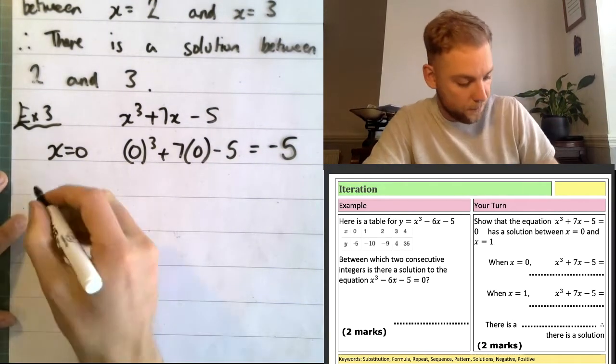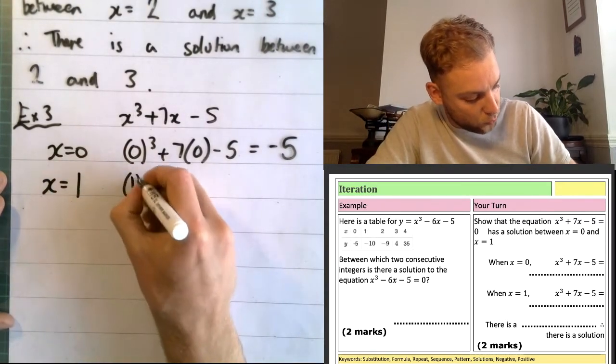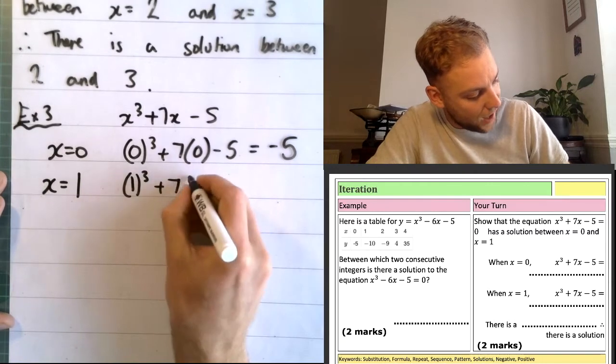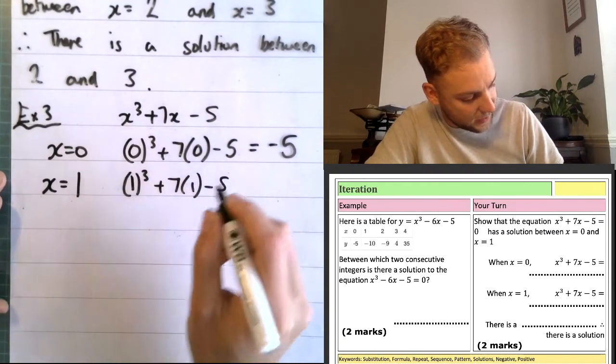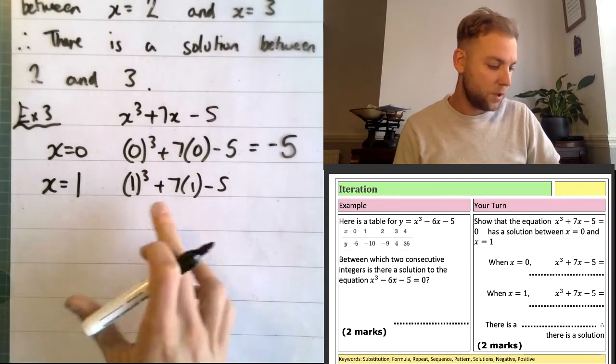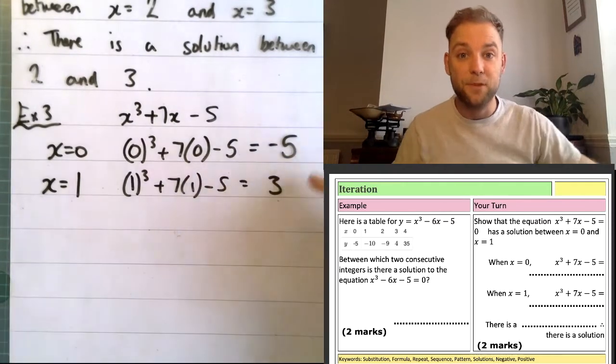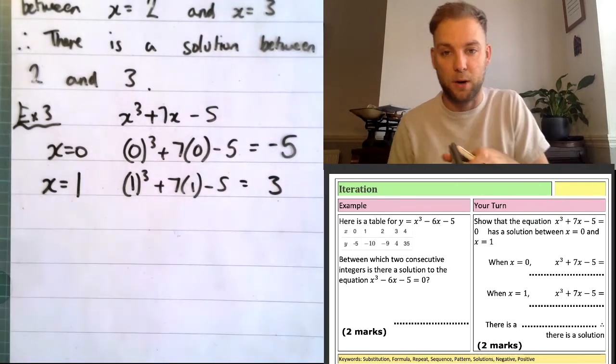So then the next one, when x is equal to 1, that's going to be equal to 1 cubed plus 7 times by 1 minus 5. So we can sub that in our calculator. I could work that in my head. 1 cubed plus 7 is 8. Take away 5 is equal to 3. Again, notice that this one is negative and this one is positive.